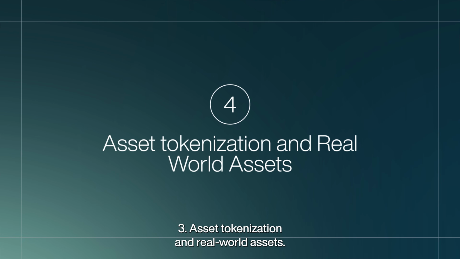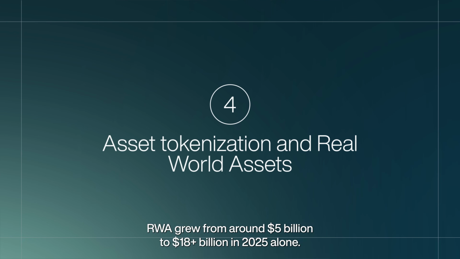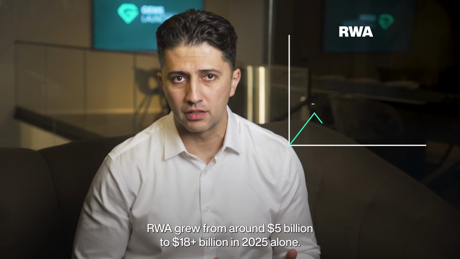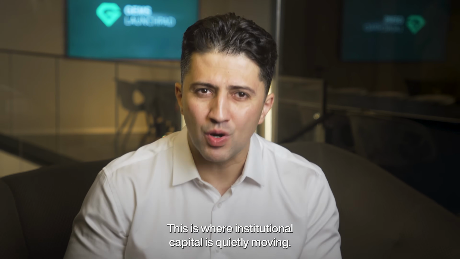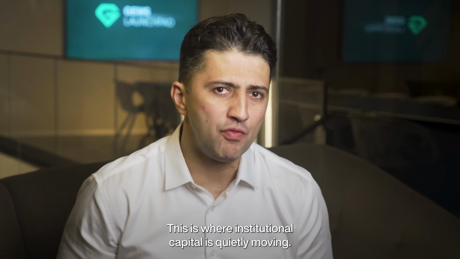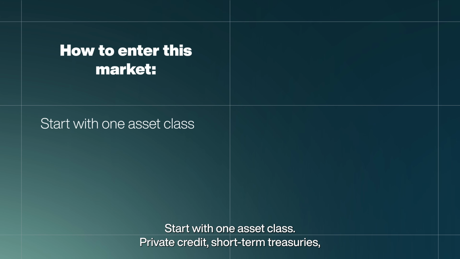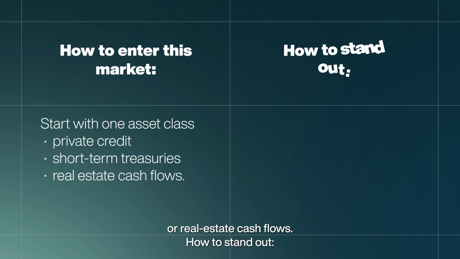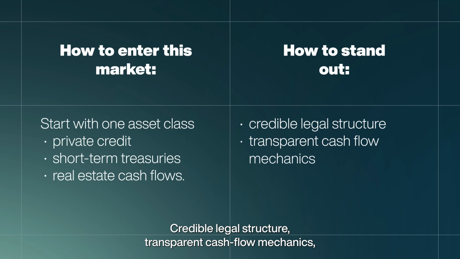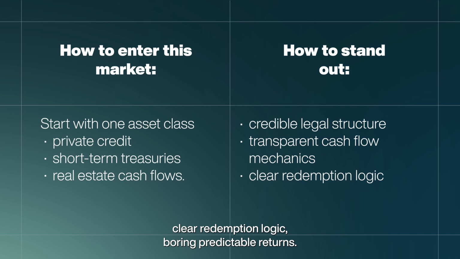3. Asset tokenization and real-world assets. RWA grew from $5 billion to $18+ billion in 2025 alone. This is where institutional capital is quietly moving. How to enter this market? Start with one asset class: private credit, short-term treasuries, or real estate cash flow. How to stand out? Credible legal structure, transparent cash flow mechanics, clear redemption logic, boring, predictable returns.